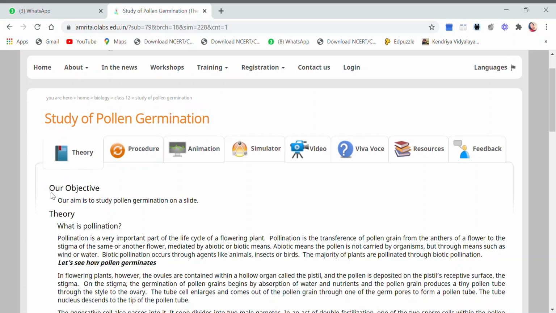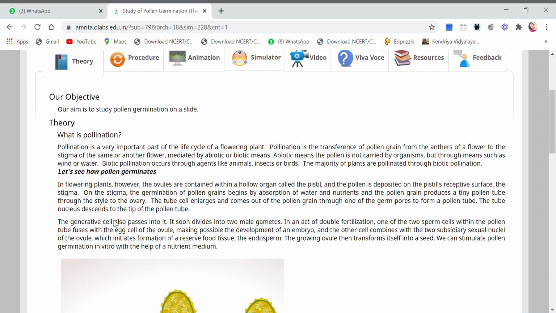Now, this is the objective or aim of the experiment that we write. Our aim is to study pollen germination on a slide. Then children, this is the theory. You have to go through the theory properly because your vivas can be asked from these portions of theory. Pollination is a very important part of the life cycle of a flowering plant.